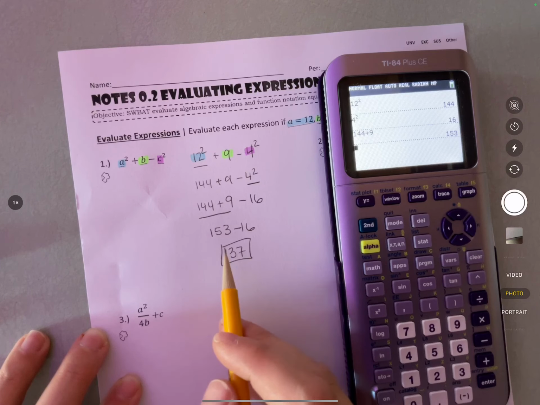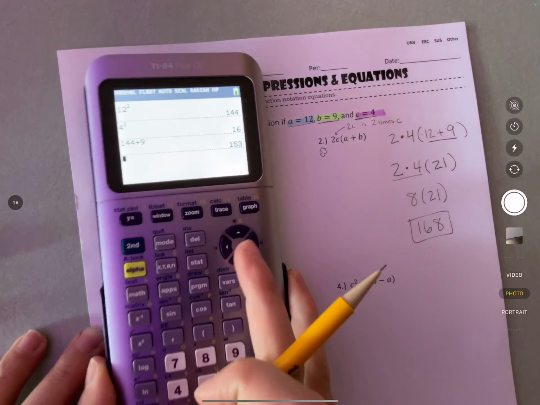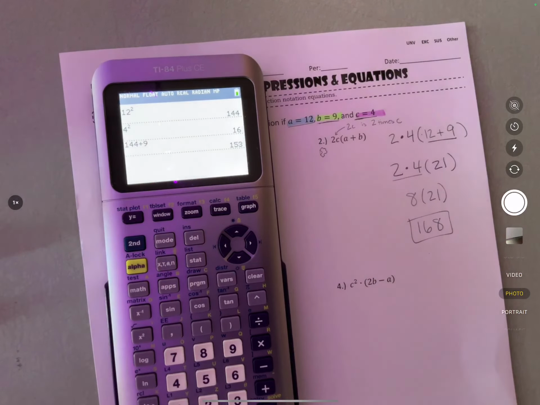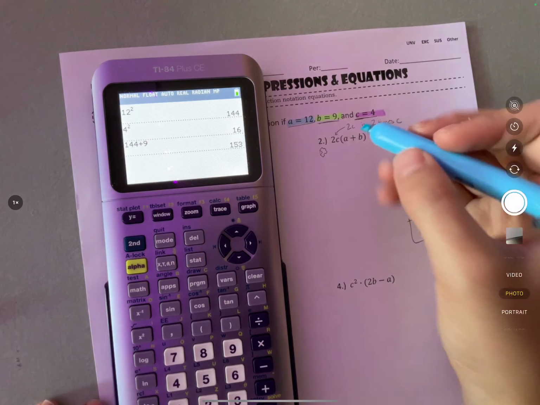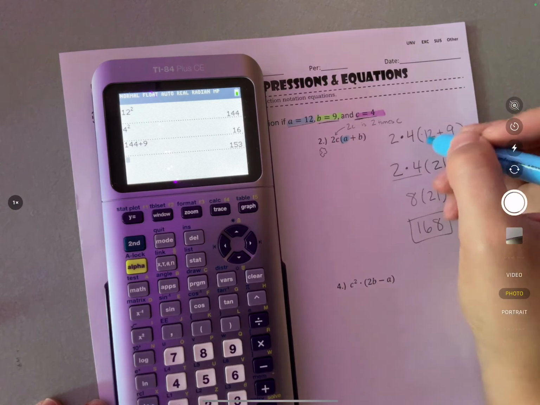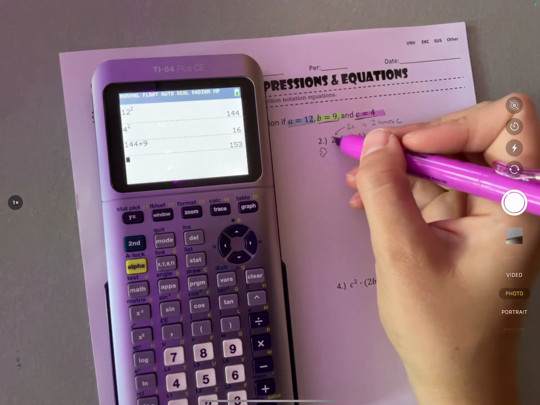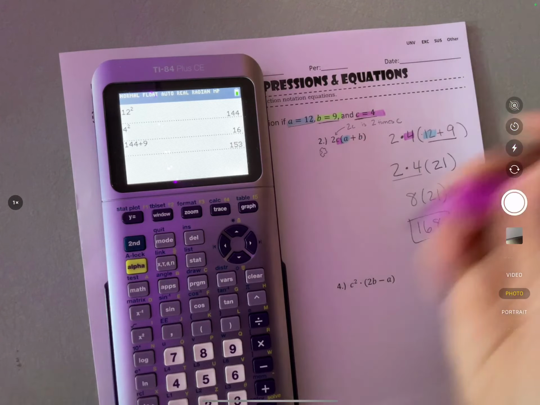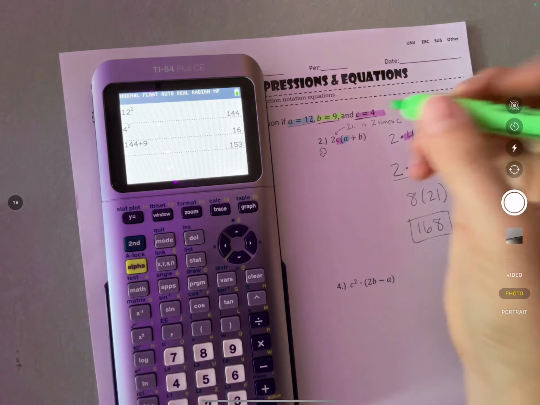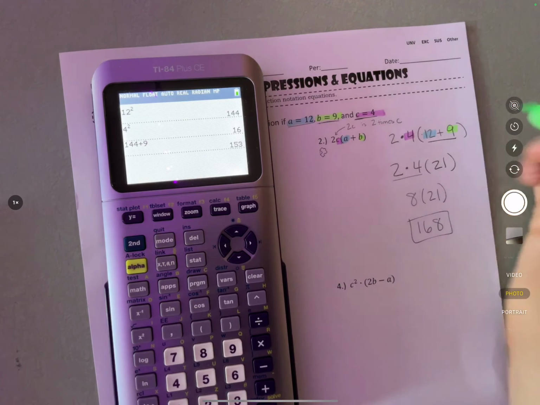So were you still using those? Please excuse my dear Aunt Sally's. Looking at the next one here, again, I replaced this A with the number 12. I replaced this C here with the number 4, and then I replaced the B here with the number 9.